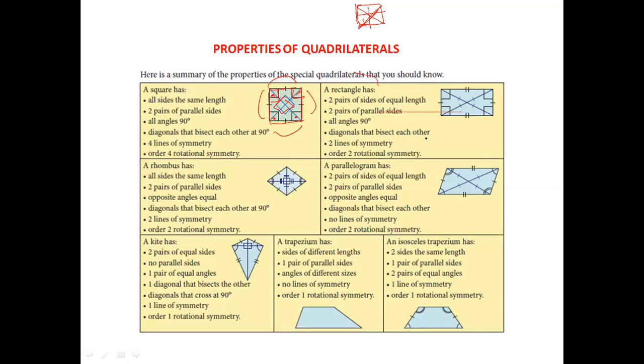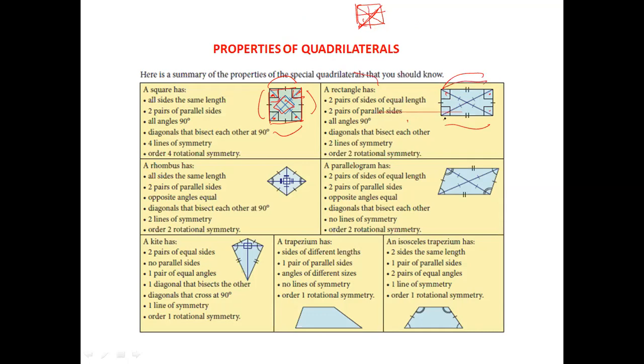And next, as you see here, we have the rectangle. Rectangle means not all sides are equal, but two pairs of sides are equal in length, and their angles are equal to each other, of course: 90, 90, 90 degrees. And two pairs of parallel sides.